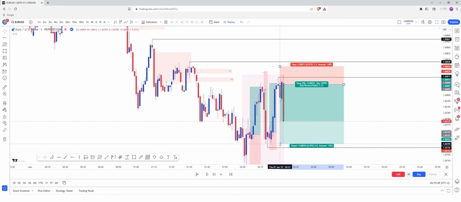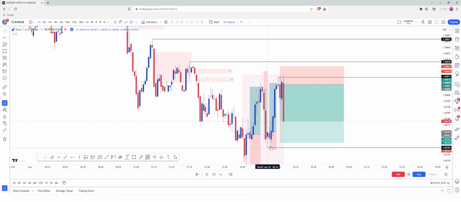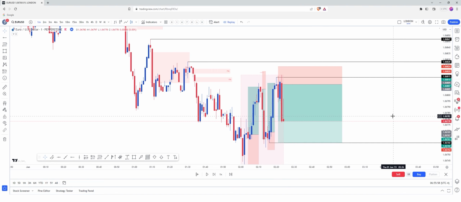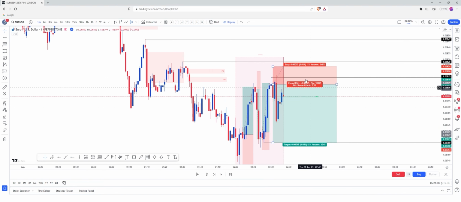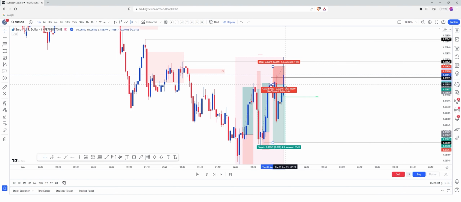Powering through, so our target would be this swing low. Actually, we've got a swing low just inside here, giving us a 3.2 R. Come through, so that would be a break-even trade. We've swept the high, closed back into the range. So another potential trade is on the cards here.